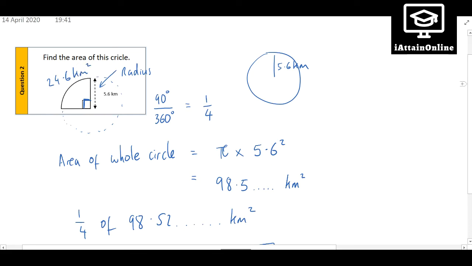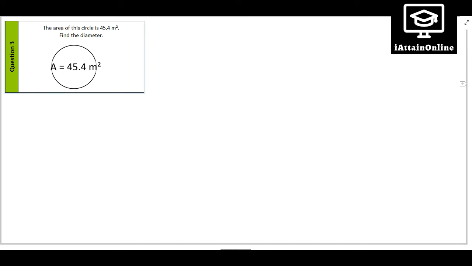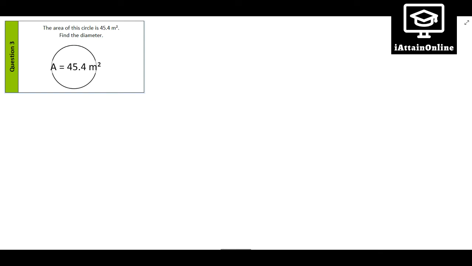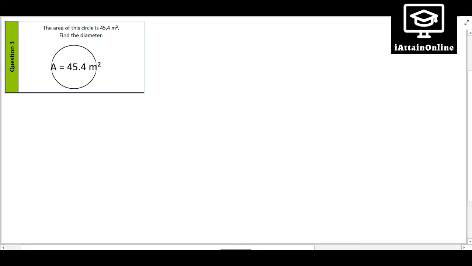Okay, two more examples. Sometimes you will be given the area of the circle, and you will be asked to work backwards and find out what a missing length is, whether that be the radius or the diameter. So this is not your radius you've been given in this example, this is the area of the circle.